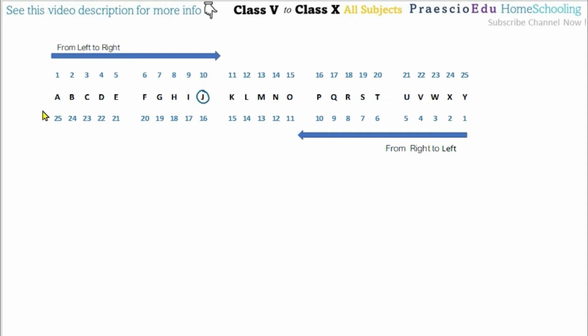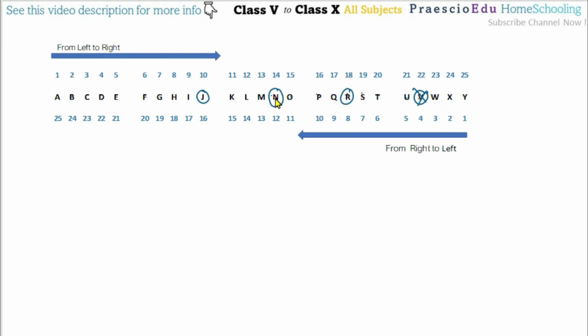Then what is the place of the letter 4th to the right of the letter 18th from the left end? Now from the left end, 18th is R. So from this one, the 4th letter to the right: 1, 2, 3 and 4. So the 4th is this one.